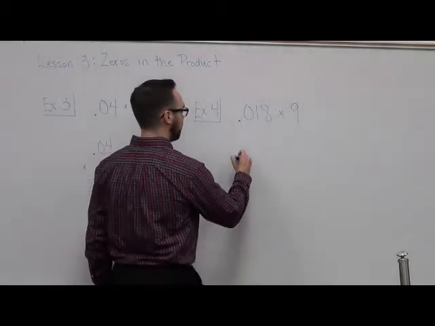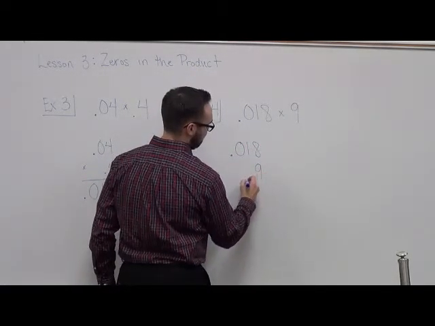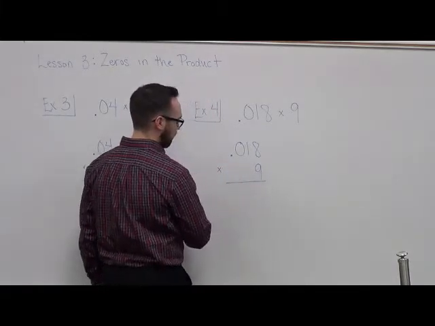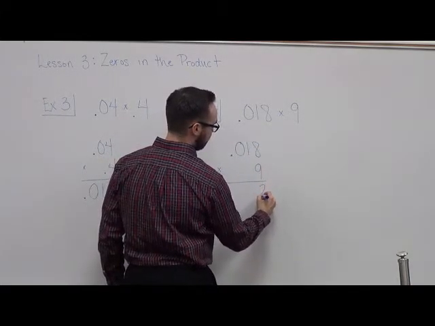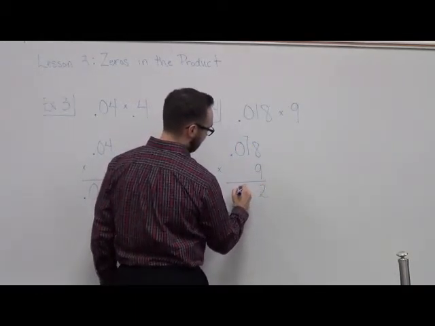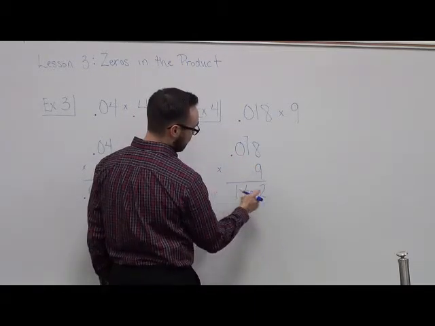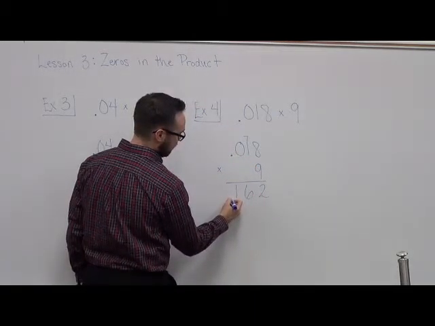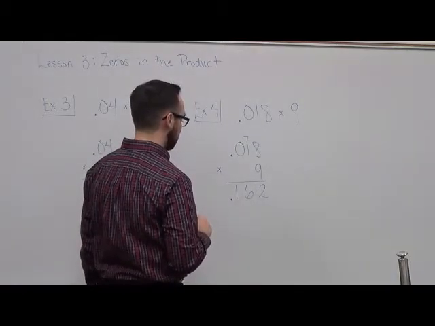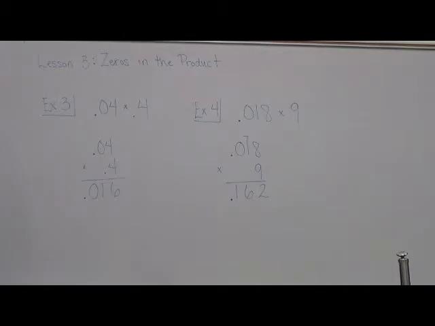And over here we have 0.018 times 9. So 9 times 8 is 72. Carry the 7. 9 times 1 is 9. Plus 7 is 16. 3 decimals. This one I actually have 3 places. So that worked out nicely. That I have 0.162. So that one's a little different. We didn't have as many places with that one. Or we didn't need as many places as the other ones.